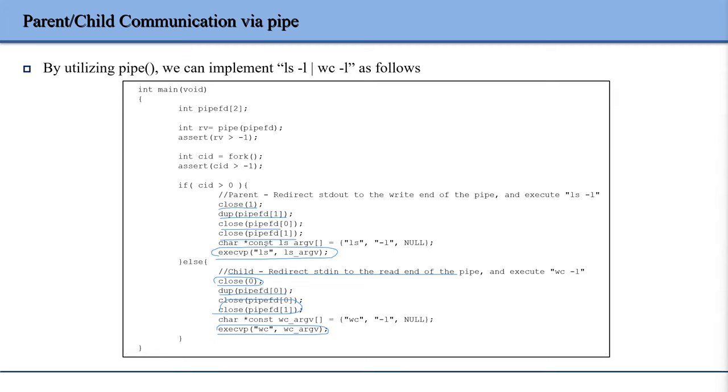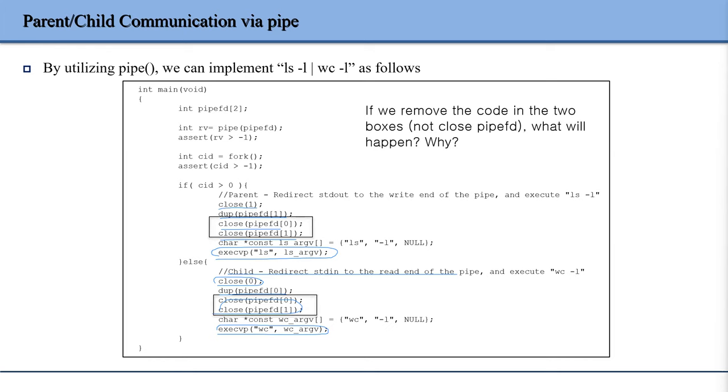Such an example is also provided on Blackboard. You could download it, find out what happened, and run it by yourself. And here, I think there is a small quiz: if we remove the code in the two boxes, like we do not close the pipe FDs, what will happen? Because we have mentioned before, right?